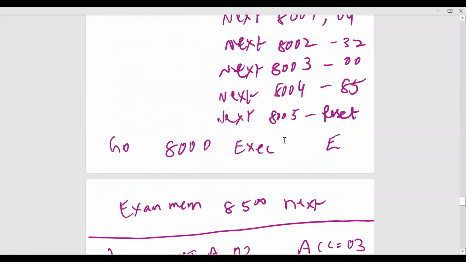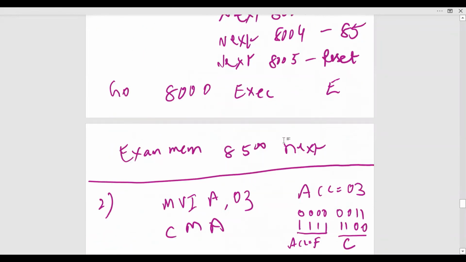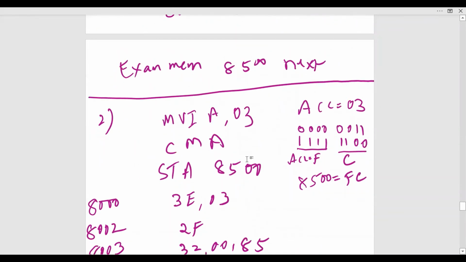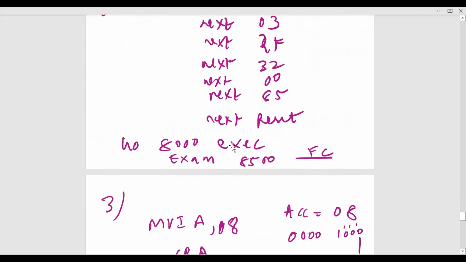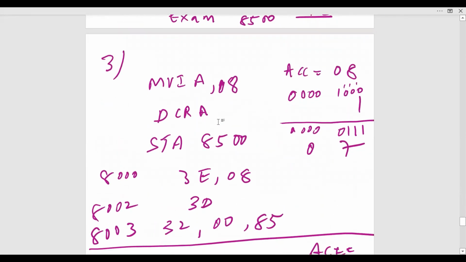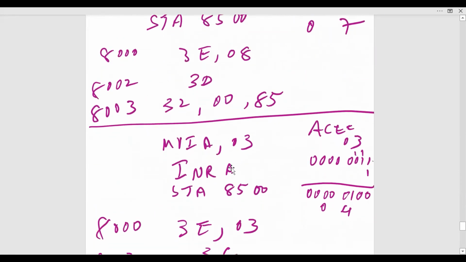In the next program, I have shown how to write using 3 different types of instructions, that is 2-byte, single byte, and 3-byte instructions. So I have shown 3 programs. One is how to complement the contents of accumulator, then how to decrement the contents of accumulator, and then how to increment the contents of the accumulator. These are the simple programs. I hope you all understood.